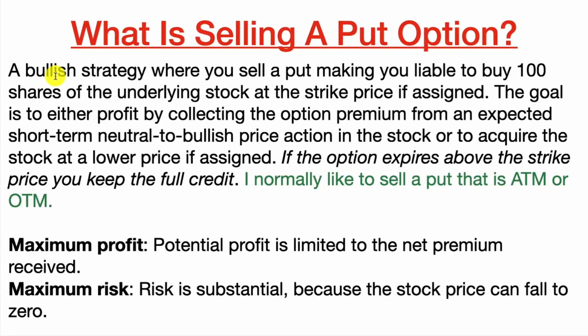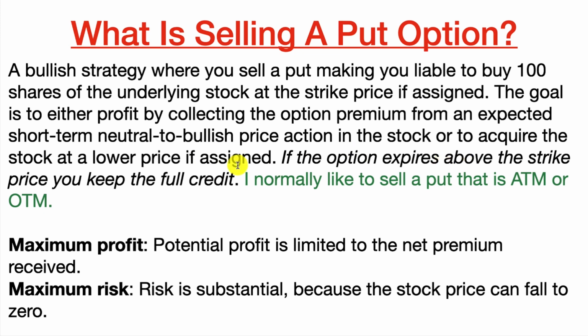What is selling a put option? It's a bullish strategy where you sell a put, making you liable to buy 100 shares of the underlying stock at the strike price if assigned. The goal is to either profit by collecting the option premium from an expected short-term neutral to bullish price action in the stock, or to acquire the stock at a lower price if assigned.